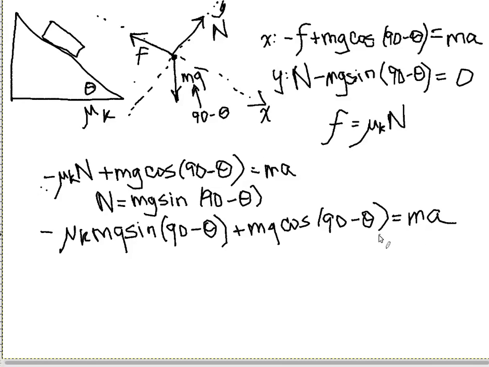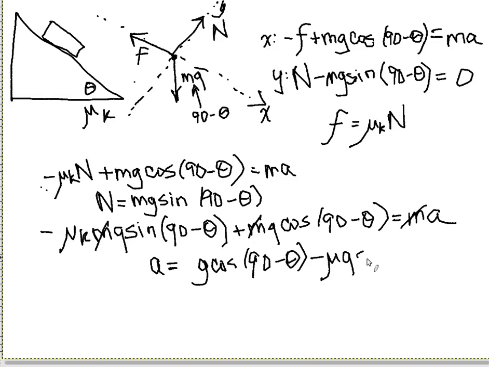Phew! So I have everything in this equation except a. I can divide everything by m because I know that's not 0, that's okay. So I can get rid of those m's. And I'll find out that the acceleration is equal to g cosine 90 minus theta minus mu g sine 90 minus theta. And I can plug in and calculate that. That would be part A.